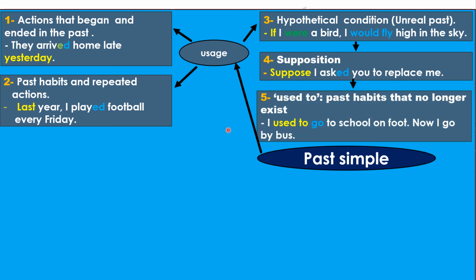Number five, used to. It expresses past habits that no longer exist. I used to go to school on foot, now I go by bus.